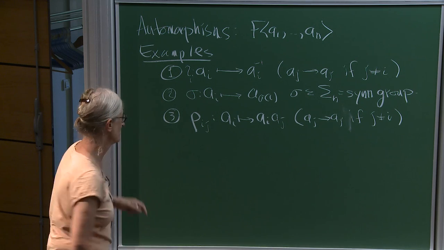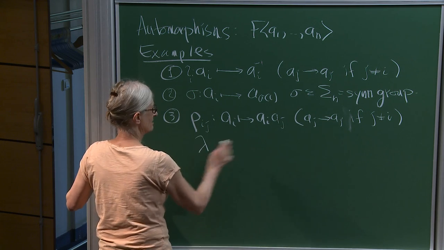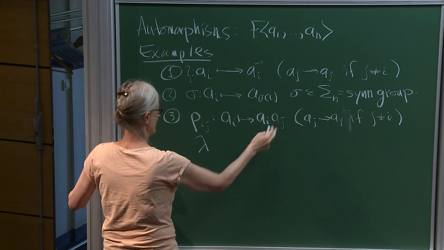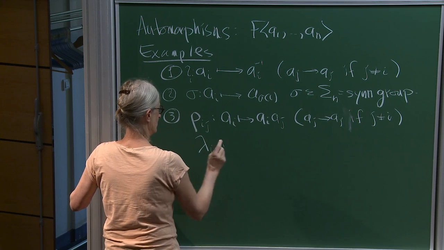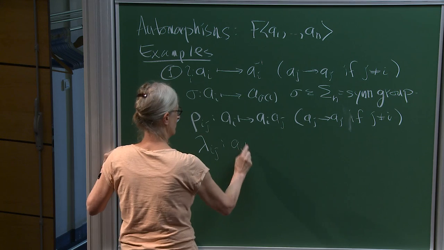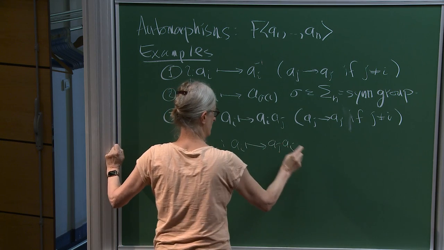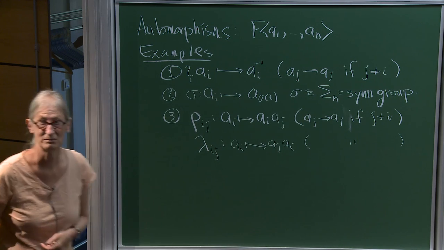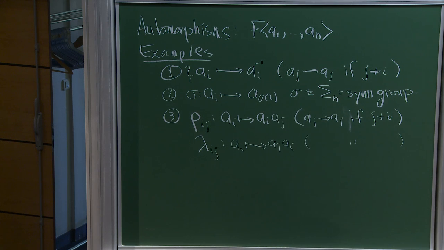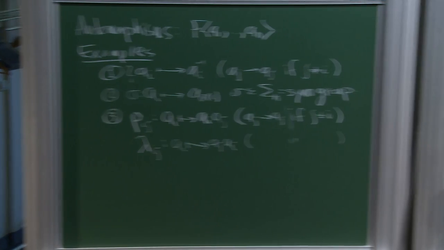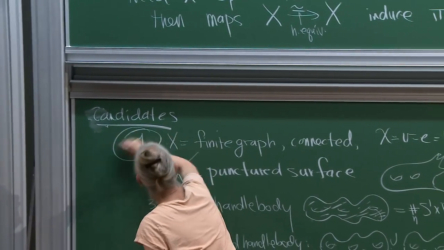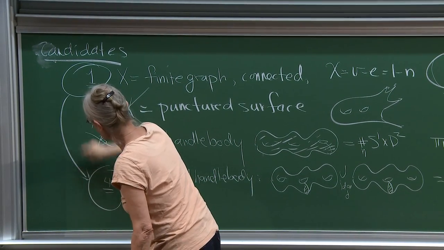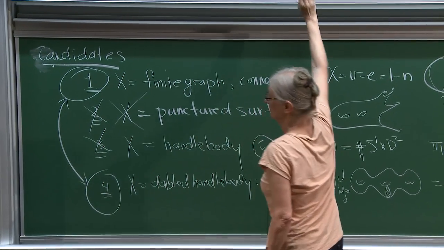That's an inverse automorphism. And since this product is not the same as the product AJAI, there's also a left guy, lambda ij, that sends AI to AJAI and doesn't do anything to the other generators. Okay, so those are some easy examples of automorphisms of free groups. Let's see what they look like in. So those are our candidates. These we didn't like. These are left in the running, 1 and 4. And those are, in fact, the ones we'll use.